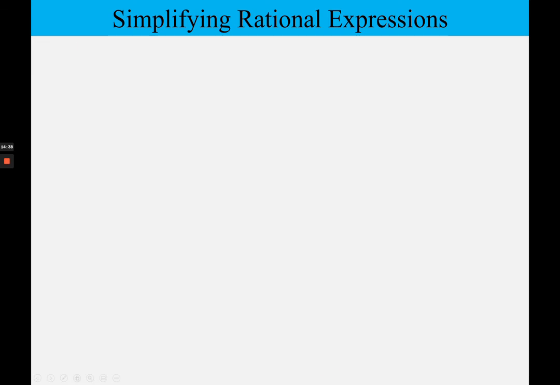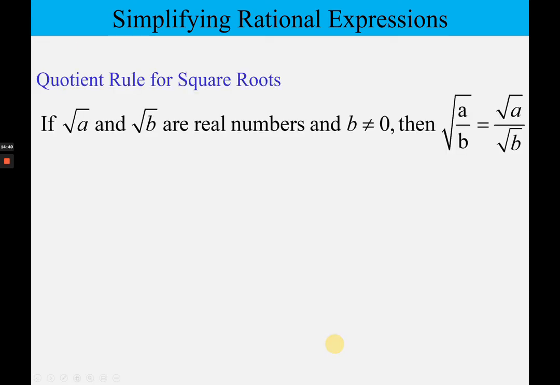There's another rule. It's called the quotient rule. According to the definition, if square root of a and square root of b are real numbers, then the square root of a over b you can actually separate them. Square root of a divided by square root of b.